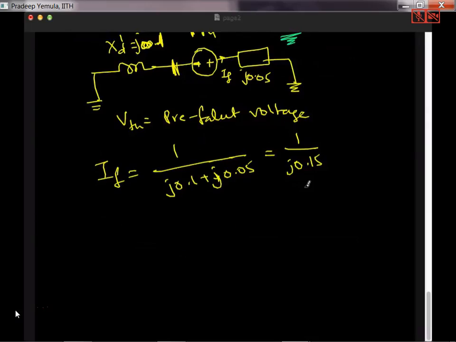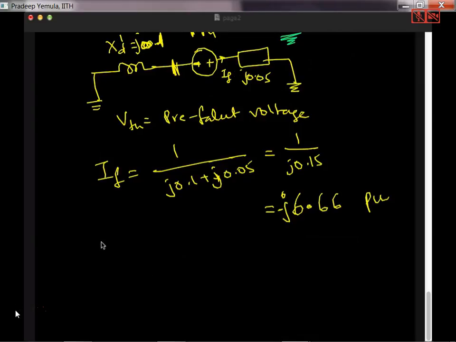Let me quickly calculate that. We get 6.66 per unit, so this is minus j6.66. That means we are getting almost 6.66 times the rated current. So a high current, 6.66 per unit.